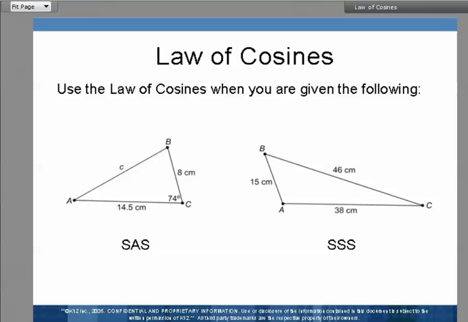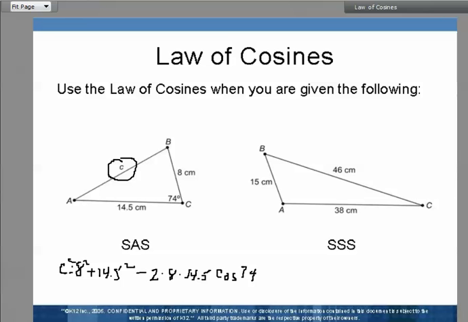Okay? Let's look at this one here. If I'm trying to find angle C right there, how am I going to do this? I'm going to say 8 squared plus 14.5 squared. Where did I get those from? Those were the 2 sides that I didn't know. I'm going to subtract off from that 2 times 8 times 14.5 times the cosine of 74 degrees. And that's going to be equal to C squared, this side over here.